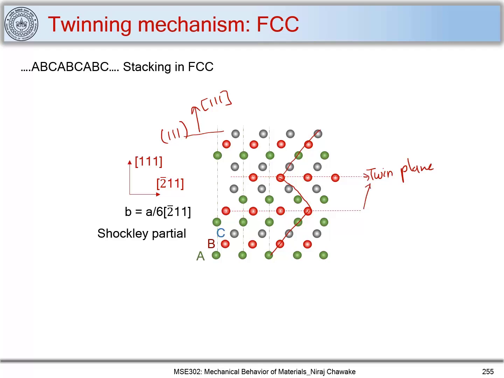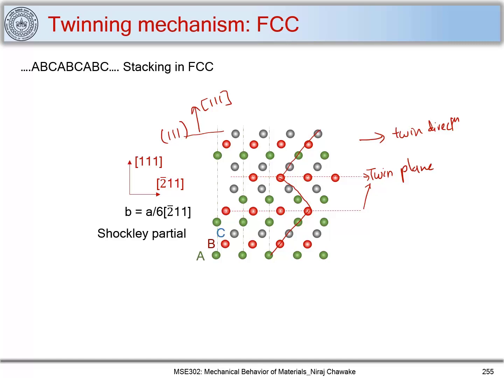And this direction was the twin direction, which is nothing but a direction given by the magnitude of this Shockley partial. And that is how twinning occurs. So let's revise what we have done here. Let me write it down.